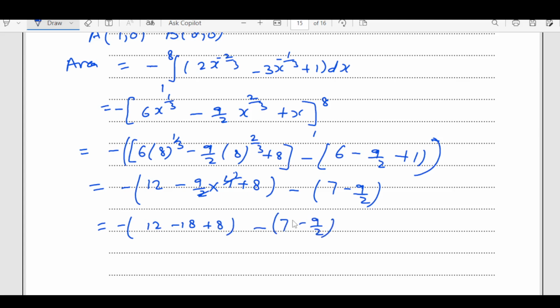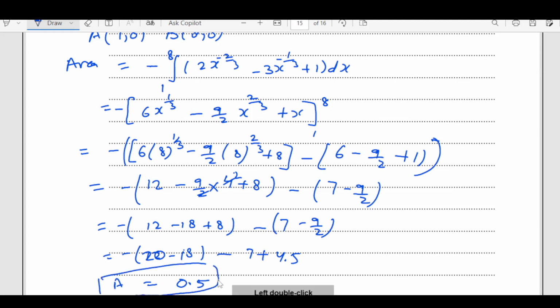Now just the calculations, right? So this is minus 12 plus 8, 20, 20 minus 18, minus this is 7 plus 4.5. So once you calculate this, you are going to get 0.5. So that is our area. So this is our final answer, right?